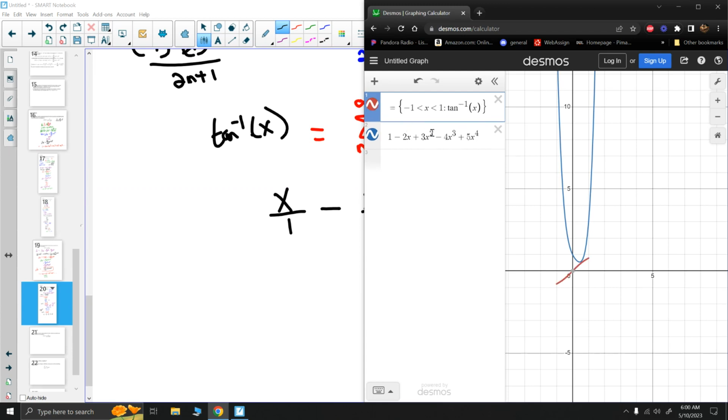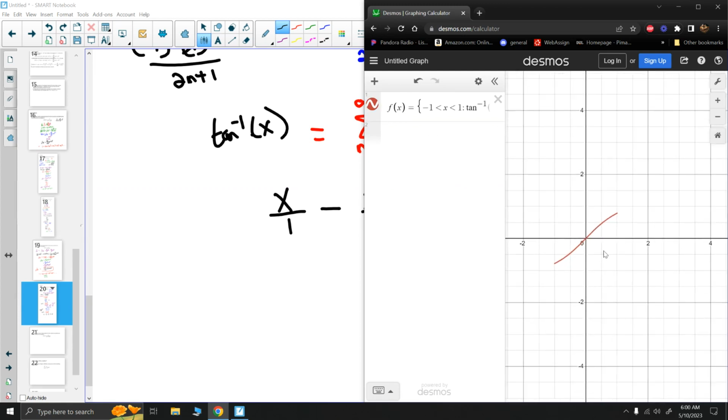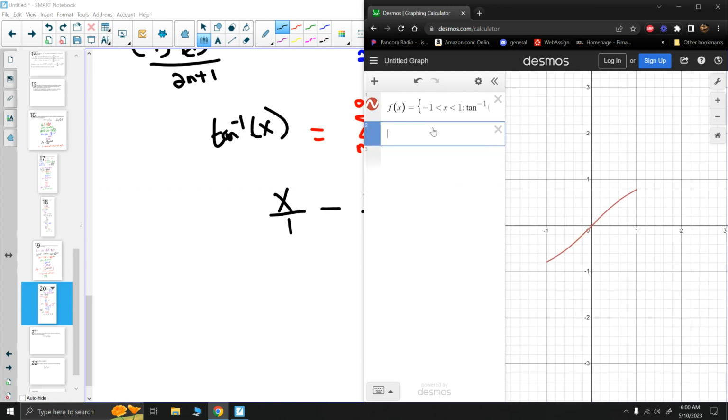Okay, so here's our function, and we're trying to match this with our series. First off, x. Well, that's pretty decent already. So minus x cubed over 3.